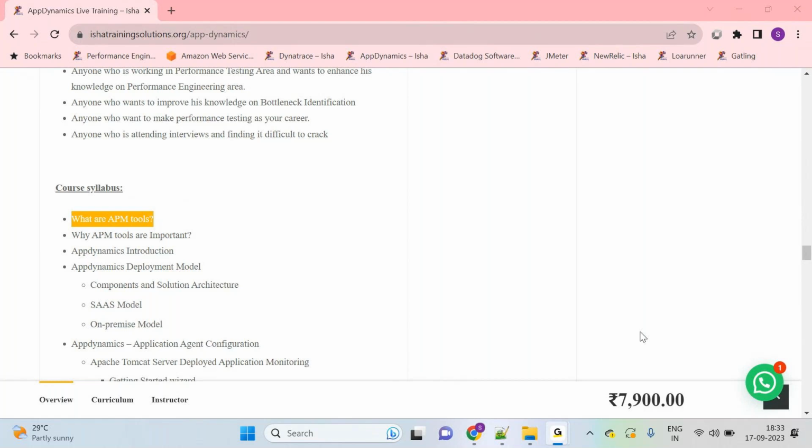Now we have to know why we are talking about this tool. Why do I have to learn this tool? That question definitely everyone will think. In what way is it different from other tools in the market?